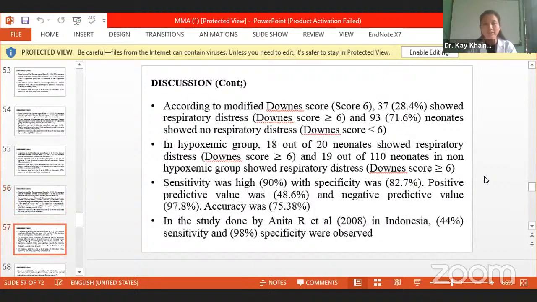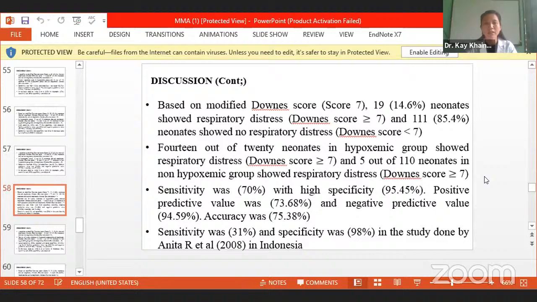According to modified Downes score 6, sensitivity was high 90% with specificity 82.7%. Positive predictive value was 48.6% and negative predictive value 97.8%. Accuracy was 75.38%. In the original study, 44% sensitivity and 98% specificity.